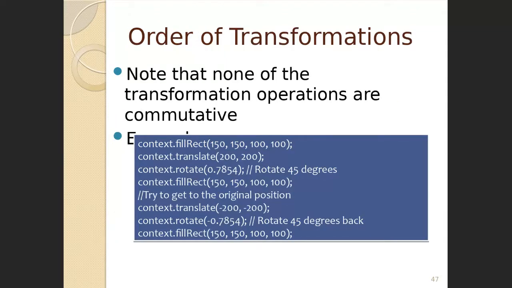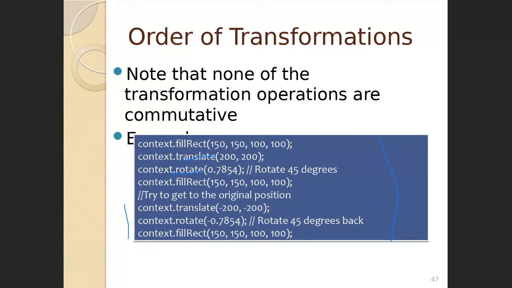Next is about the order of transformation. I told you that transformations are not commutative, which means that you cannot change the order. If we translate first here and then rotate, and then if we rotate and translate here, they will not be the same. They will actually be different if you try it. This will not give the same result, because we cannot change the order.